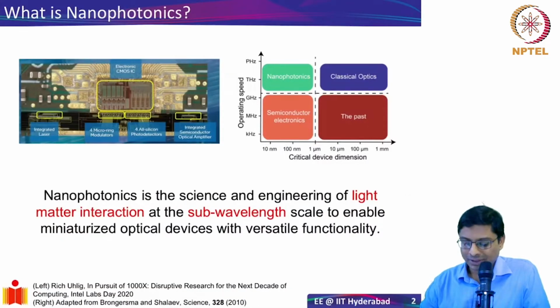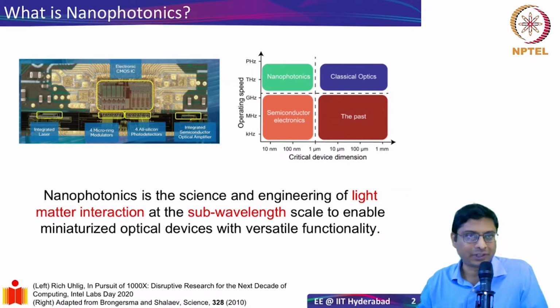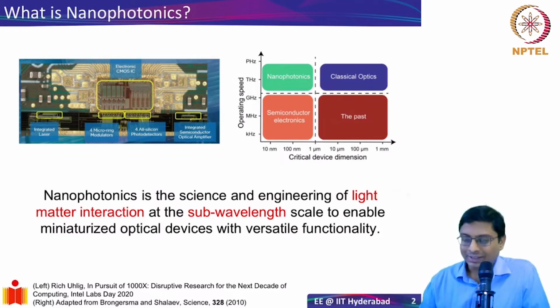I have shown this image in the introductory video wherein we emphasized the size mismatch between the electrical and optical components. In the center you have the electronic IC, which probably has millions of transistors. So many transistors can be integrated in a very small dimension, whereas the optical devices are much larger in size. This is what we emphasized in the introduction. So I want to highlight this once more.